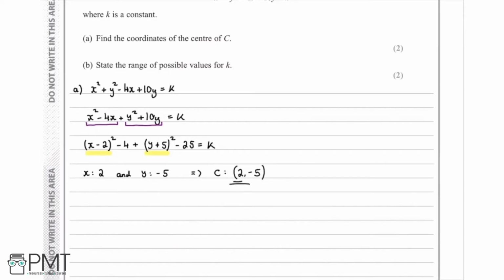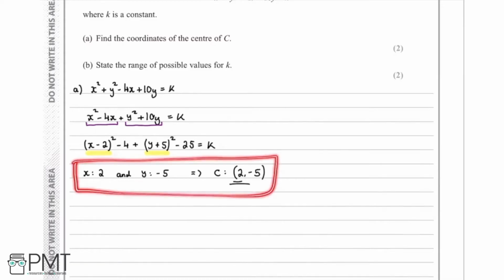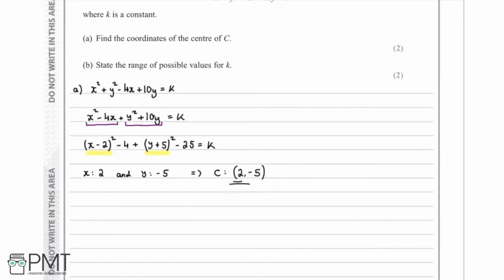So we can see here there were 2 marks available. We received our first mark for knowing to complete the square. And then our second mark is received for stating the coordinates in coordinate form, or in x and y form, as done here. So in summary, the second mark is for going from the equation of the circle to the coordinates.